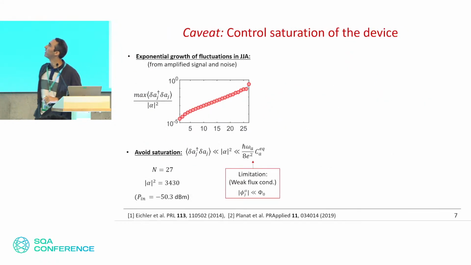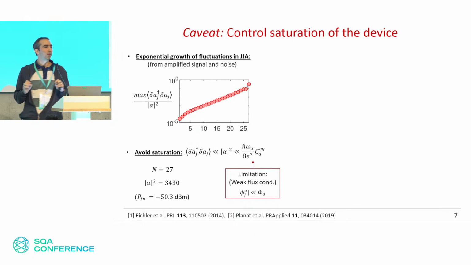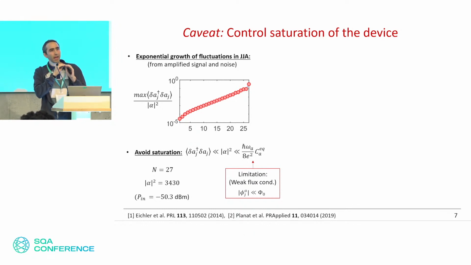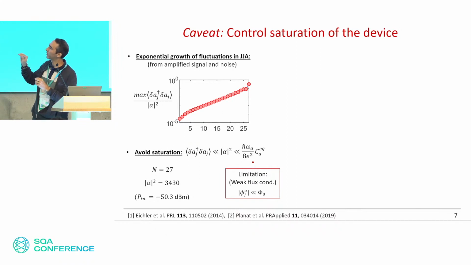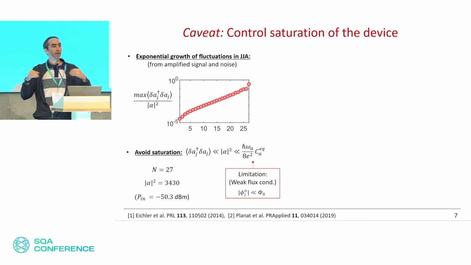But there is one caveat that is very important: to control the saturation of the device to make this work. Because I said that the gain grows exponentially from left to right very rapidly, but also the occupation of the fluctuations in the device grows exponentially from left to right. This looks linear in the plot because I use a logarithmic scale, and the maximum is 1 because I divide by the average displacement. And I said before that we need this ratio to be much more than 1 always, on all sides, to make the device work linearly, to avoid saturation.